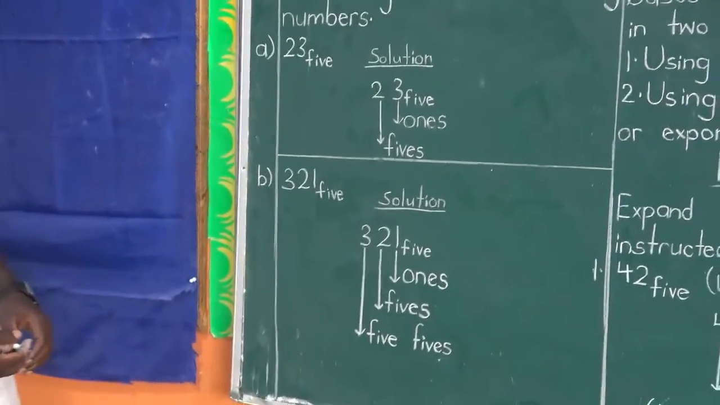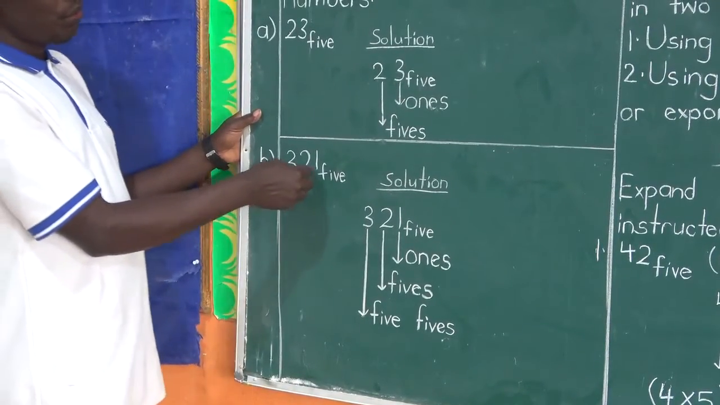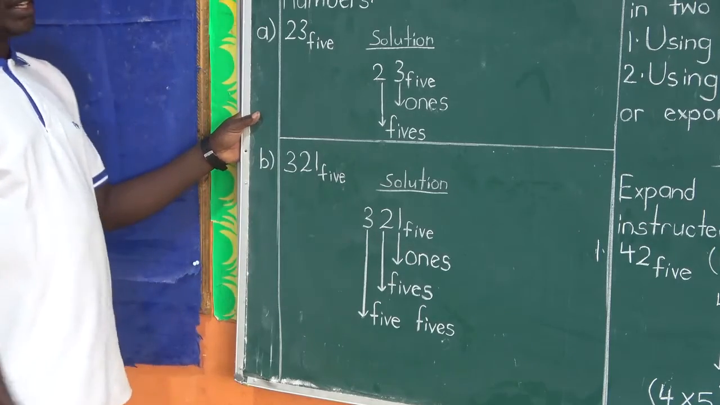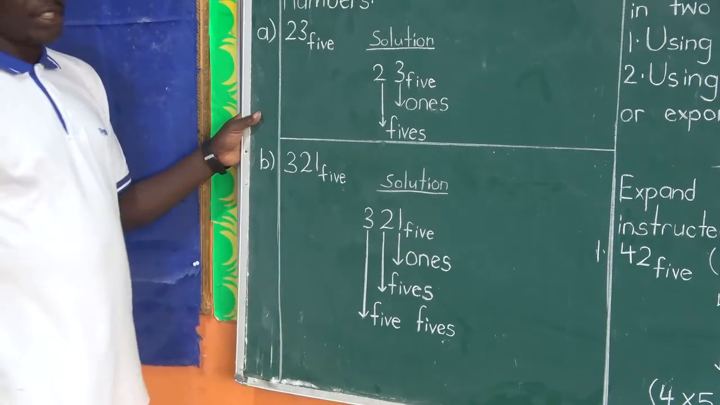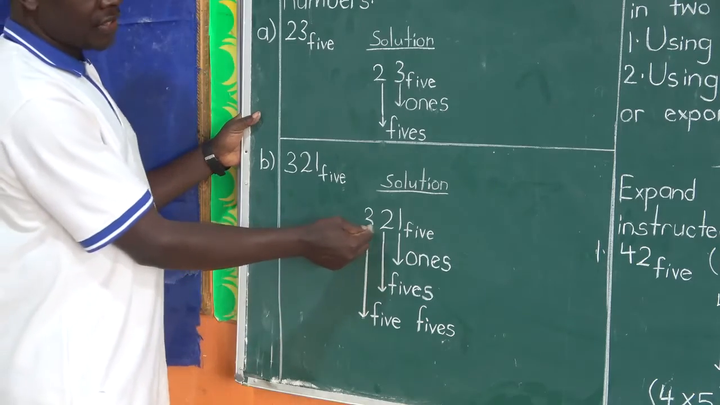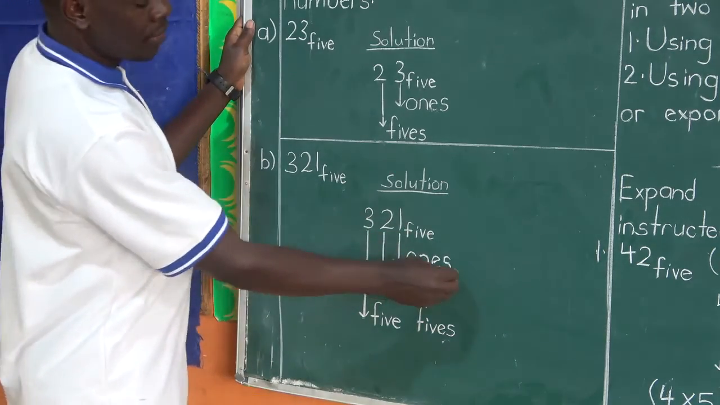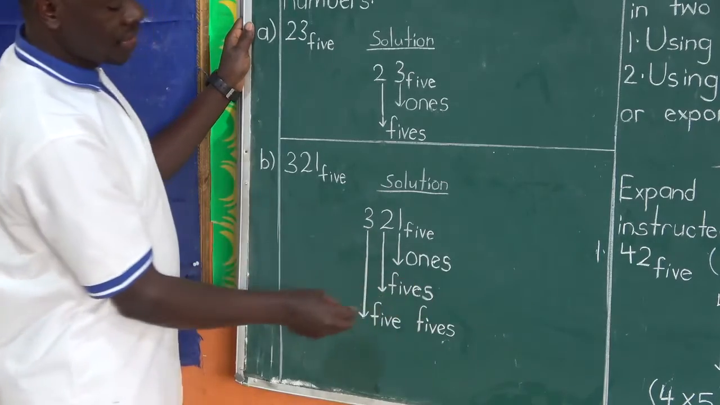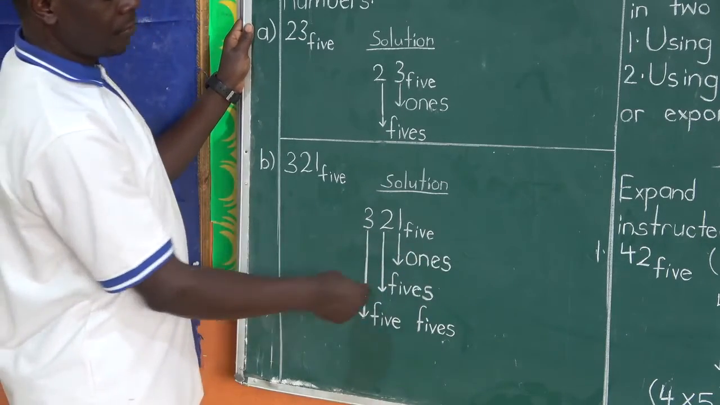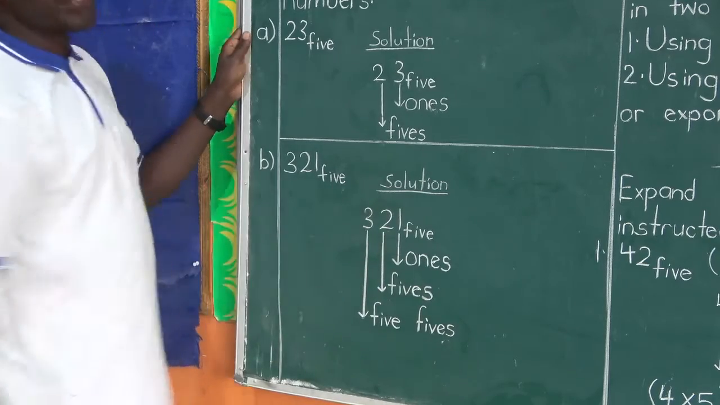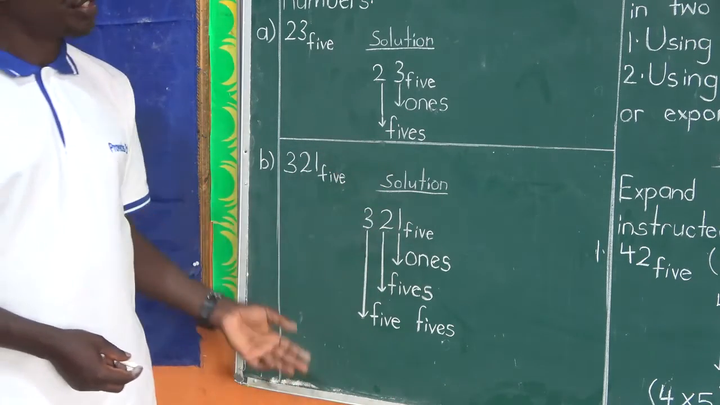Then part B, state the place value of each digit in this number: 3, 2, 1, base 5. Like it is in part A, it is base 5 in part B. So you write 3, 2, 1, base 5 and start stating. You say 1s, 5s, then 5 5s. And that is the answer to the question.